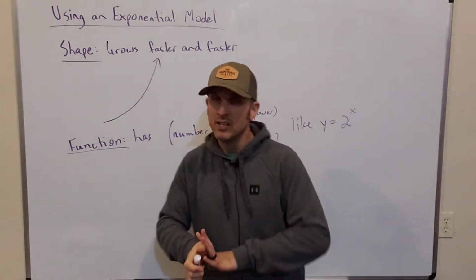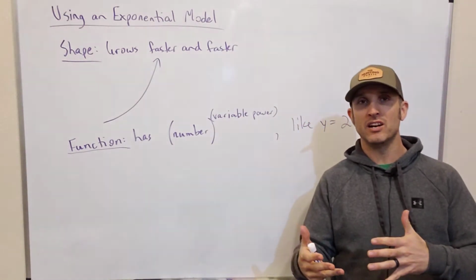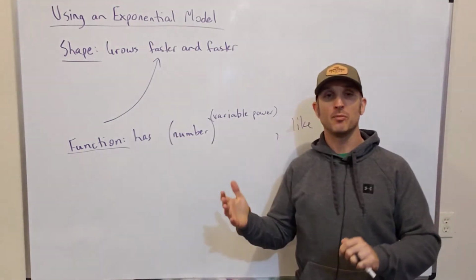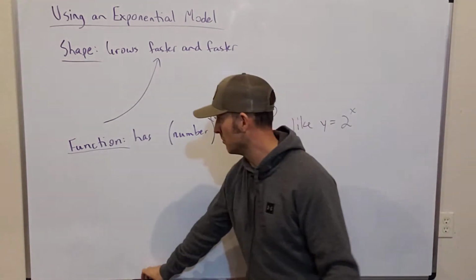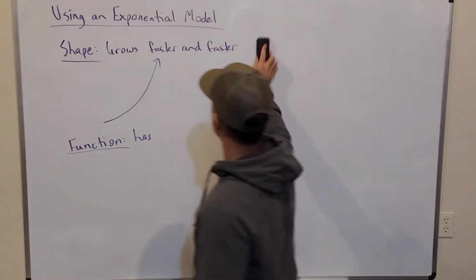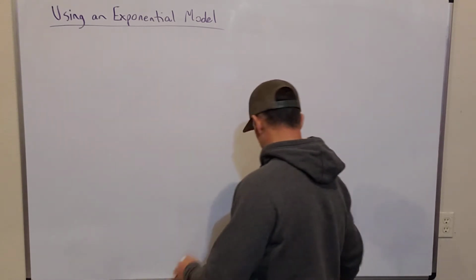All right, so let's take a look at an example of a real-life scenario that might exhibit this sort of behavior, and then we'll talk about an equation for that behavior and specific values that we might plug in to work with that function. All right, so let's see an example.